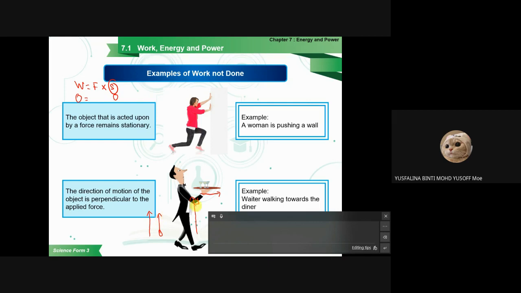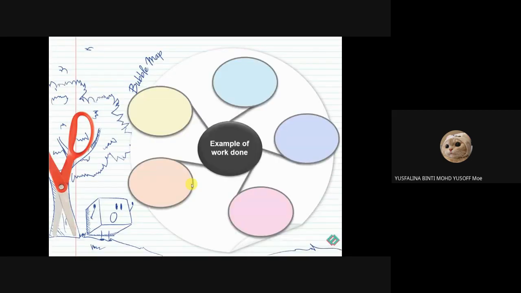But for this one, you lift up the glass, but you move it to the right, so this one is 90 degrees. This is not considered as work because the direction of the force is not the same as the direction of the movement of the object.